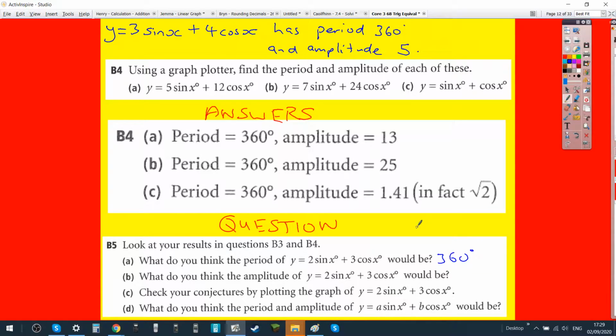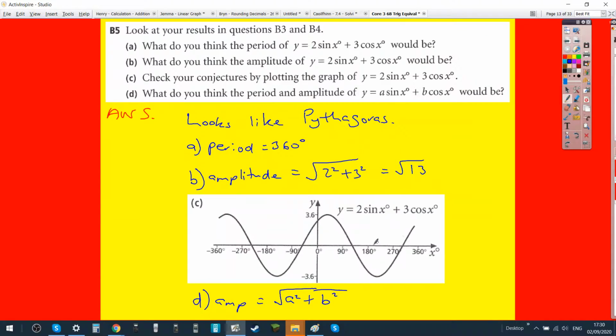Wait, so do we do 2 squared plus 3 squared? Sure do. So we get 13 and then root 13. Root 13 is fine. And then you could check the graph. So that is root 13 and 360. If you were to actually plot it, root 13 is approximately 3.6.